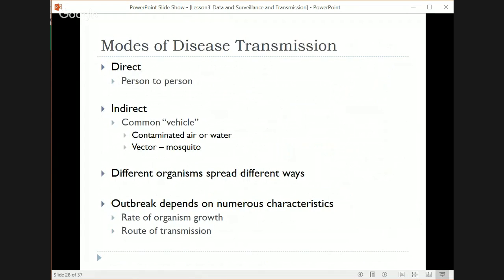In terms of modes of disease transmission, we have a few. So direct is person to person. Indirect means there's some sort of common vehicle, so contaminated air or water, or having a vector, so mosquito transmission or tick transmission. And different organisms spread different ways. So you need to understand the mode of transmission if you want to stop disease transmission. Outbreaks really depend on a lot of characteristics, but two important ones are the rate of organism growth and the route of transmission. Is it direct? Is it when you use hands, or is it indirect? Is it when you touch the coffee table?